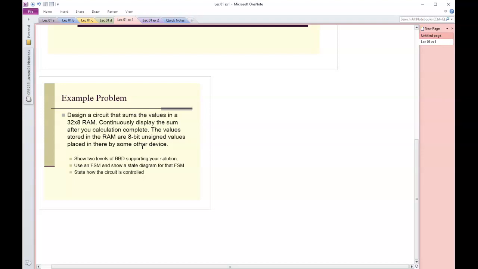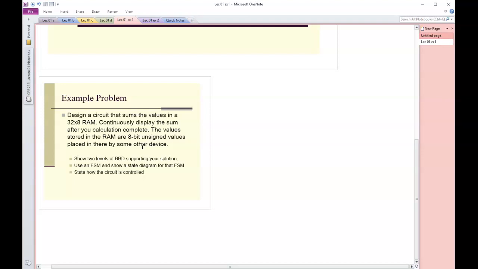So this is a problem with a RAM. Essentially what we're going to do here is take a RAM and sum up each of the values in the RAM and display that result. This is the first problem we have where we're working with a RAM, and there's a couple things to notice about these problems.